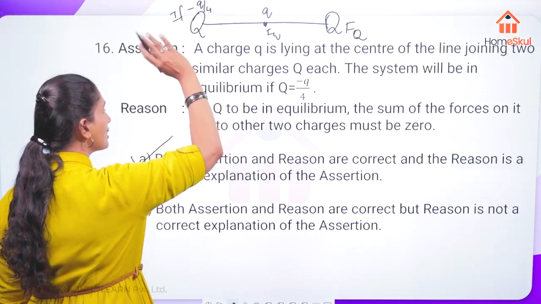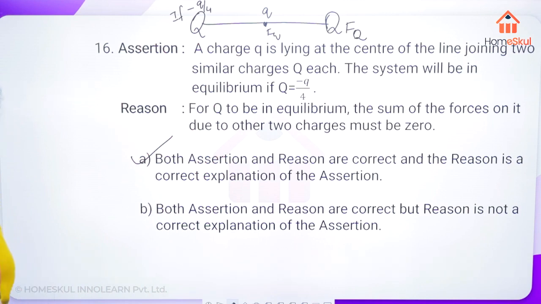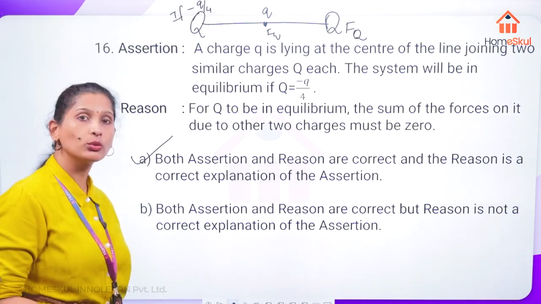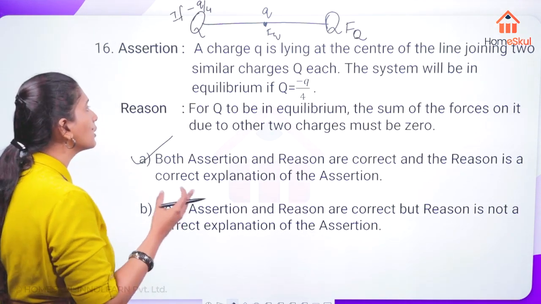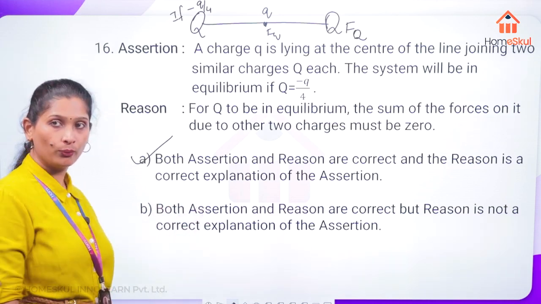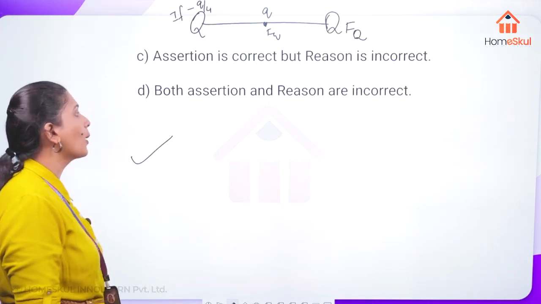And the sum of forces acting on it should be equal to 0 so that q is in equilibrium. Right? Both the statements are correct and it is giving you the correct explanation too. That is why we have made capital Q equal to minus Q by 4. Right? So it is option A.